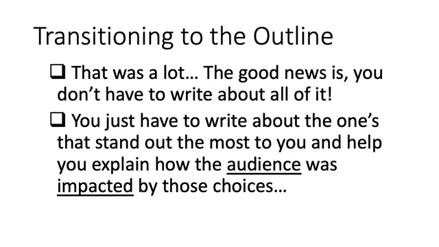Okay, so when you're transitioning to the outline, I want to acknowledge, first of all, that was a lot. There were a lot of different things that you could have pulled from that reading in order to write about, but you just need to write about the ones that are going to help you explain how the audience is impacted and how it works toward the purpose. So don't feel like you have to write in every single little thing. Think about which ones really stood out that you're able to really explain how the audience was impacted.